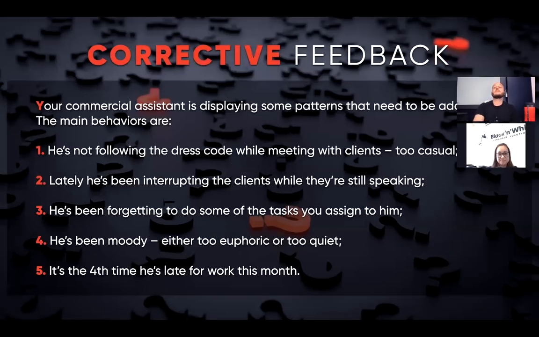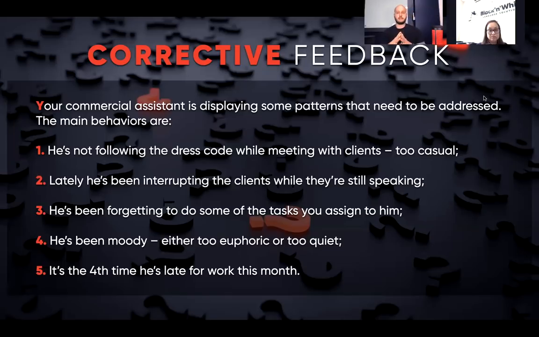Very good. So here you got the behaviors you must address, but remember, you're not gonna address all of them. So we have to think about everything we read so far and make some decisions here. Your commercial assistant, Míriam, is displaying some patterns that need to be addressed. The main behaviors are: he's not following the dress code while meeting with clients, too casual. Lately, he's been interrupting the clients while they're still speaking. He's been forgetting to do some of the tasks you assigned to him. He's being moody, either too euphoric or too quiet. And it's the 4th time he's late for work this month. Which behavior are you going to address here?